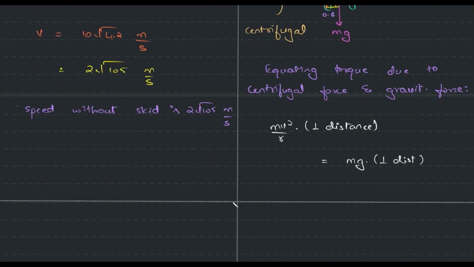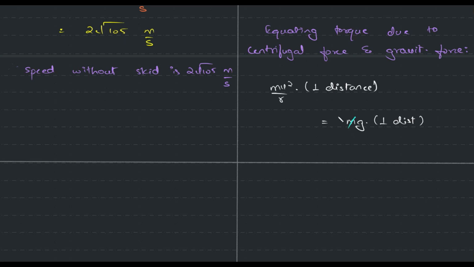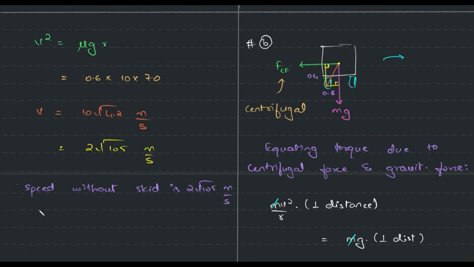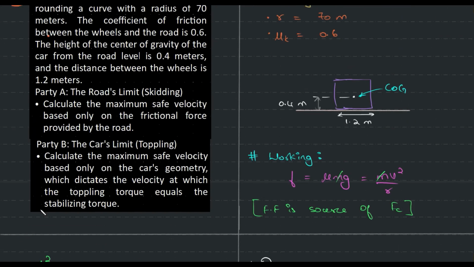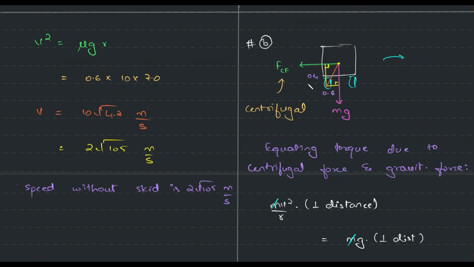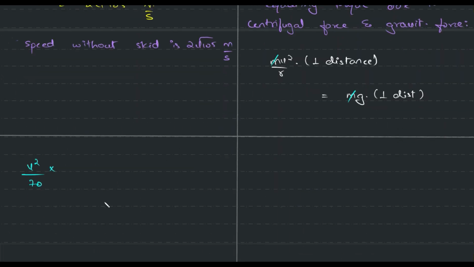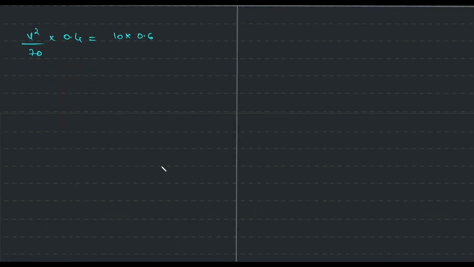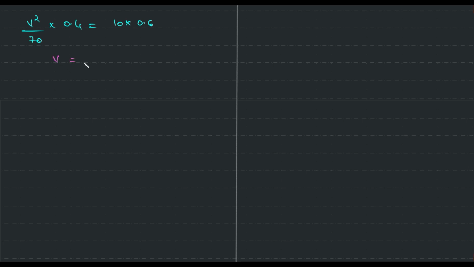It will be confusing. So mass and mass get cancelled. We are trying to figure out v square by, I'll substitute the values though. Radius is how much? 70. Perpendicular distance from this force, so basically from here, how far is this force? 0.4, is equal to 10 into 0.6, right? Yes, and this value will give us the answer.